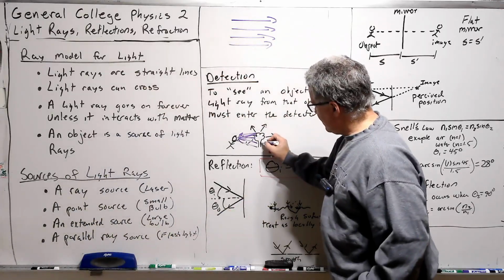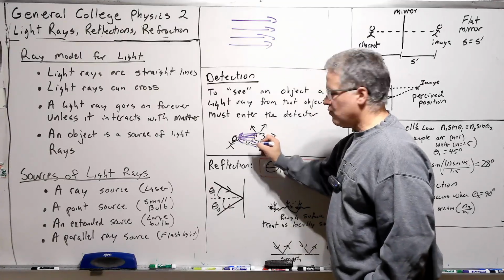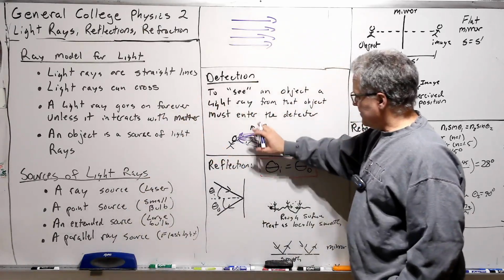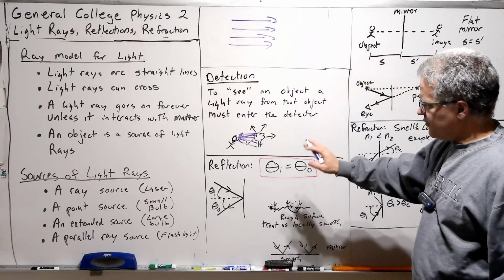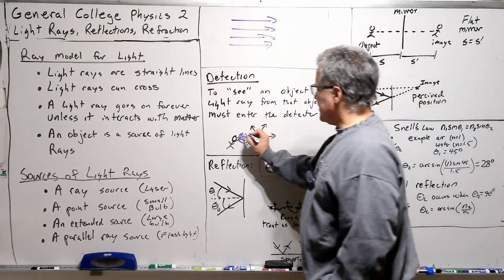Now, we can't see the backside of the tree because the light ray coming from there won't penetrate the trunk of the tree, and so we only see the front part of the tree, or the part of the tree that's facing us. Okay, so that's when we talk about a detector.